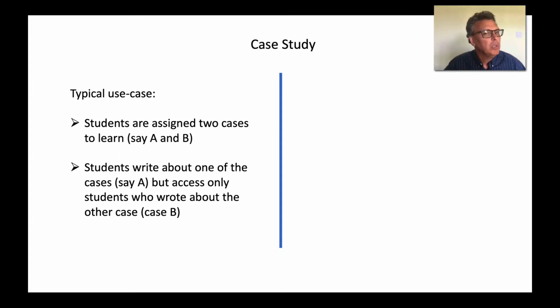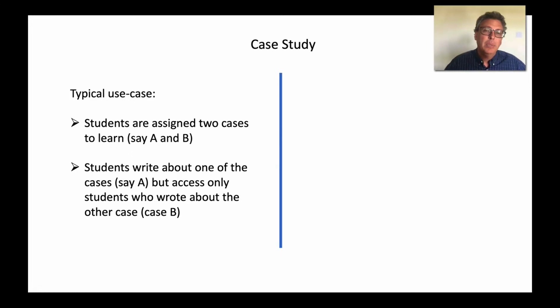However, when we talked to them about it, we came up with a slight tweak. What if it worked as follows? The whole class is assigned 2 cases to learn. You must all read and think about case A and case B. Now, it could also be case C and case D. It needn't be just 2, by the way. It can be as many as you like, but I'll focus on A and B. And then you tell students you're going to write about one of those cases, say case A, but when you assess students, you're only going to be assessing the students who wrote about the other case, case B. And then, of course, you're going to be allowed to revise your case A.